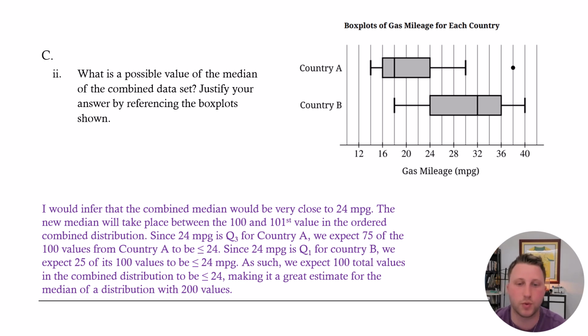Since 24 miles per gallon is Q3 for country A, we expect 75 of the 100 values from country A to be less than or equal to 24 miles per gallon. Since 24 miles per gallon happens to also be Q1 for country B, we expect 25 of its 100 values to be less than or equal to 24 miles per gallon. As such, we expect 100 total values in the combined distribution to be less than or equal to 24 miles per gallon, making it a great estimate for the median of a distribution with 200 values.